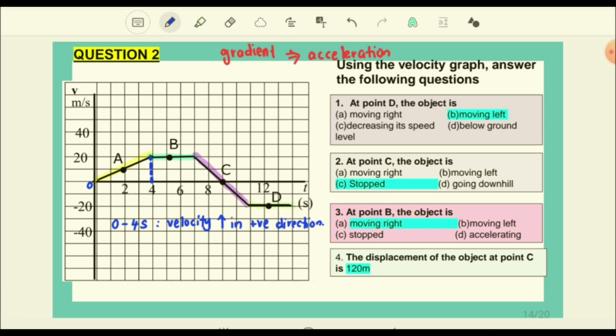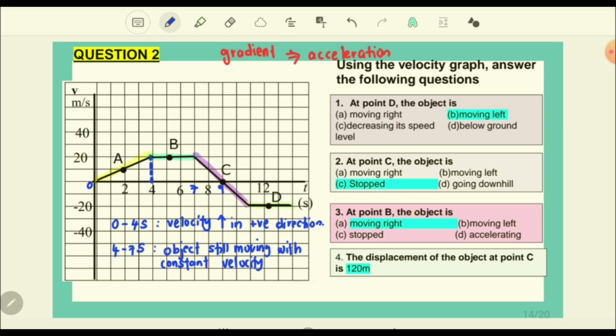And what happened from 4 to 7 seconds? From 4 to 7 seconds, you can see the object is still moving. I write: object still moving with constant velocity. For those 3 seconds, the velocity stays constant at 20 meter per second. And how about from 7 to 9 seconds?